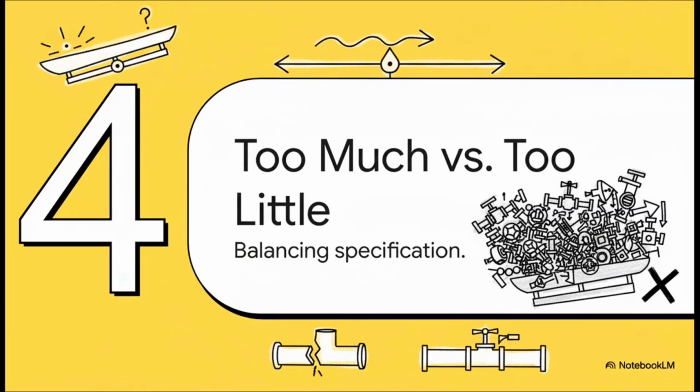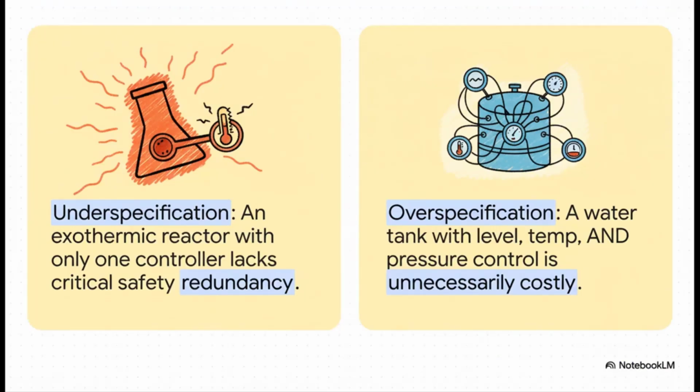So we've seen some specific screw-ups, but there's a bigger idea here, kind of a Goldilocks problem in P&ID design. You can't have too little information, that's dangerous, but you also can't have too much, that's just a waste of money. It's this constant battle between under-specification and over-specification. Let's look at two sides of that coin.